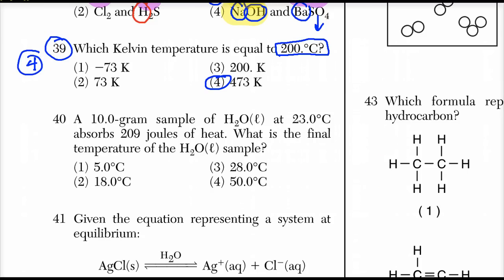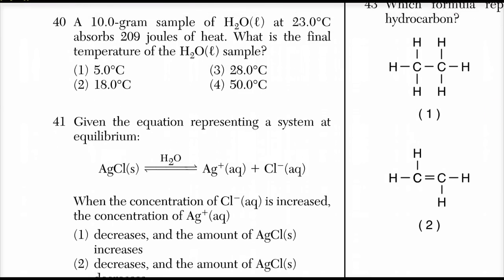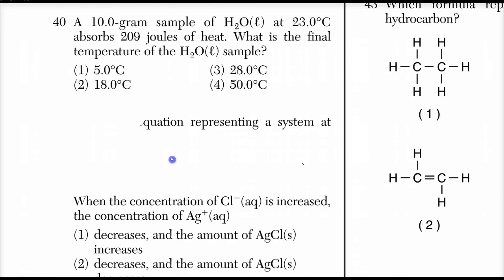Okay, number 40. Here we go with a third math question, if I'm not mistaken. A 10-gram sample of water at 23 degrees Celsius absorbs 209 joules of heat. What's the final temperature of the H2O sample? All right, let's make some room for this question. Now, in this question, I'm dealing with joules and heat, and if I forget what that problem is all about, I go to Table T. I notice that they're looking for a final temperature, so temperature is changing. So let's go find a place where I can find a formula. That'd be Table T.